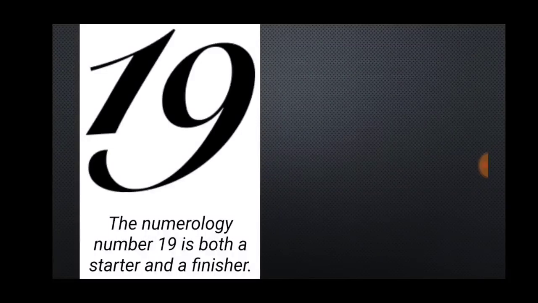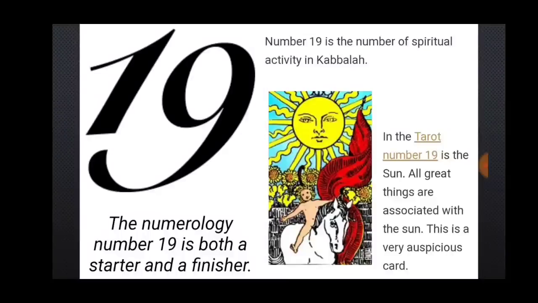And I believe that the reason why we're on 2019 right now, and it is the year, is because they planned it this way to end on 19. Okay, and so in their Kabbalah, the evil Luciferian global elites believe the number 19 is the number of spiritual activity in Kabbalah. Okay, the tarot number 19 is the sun.